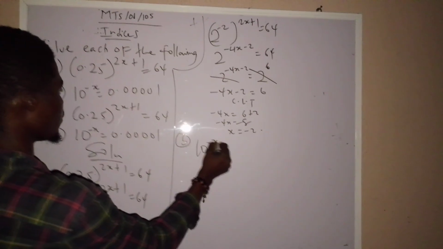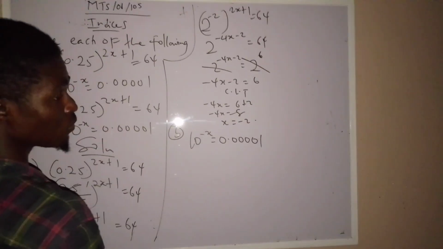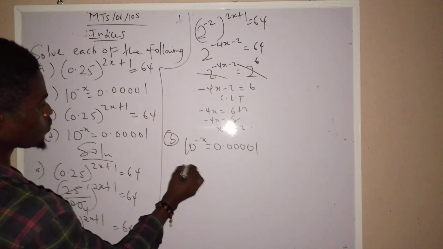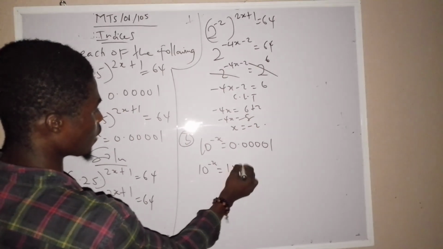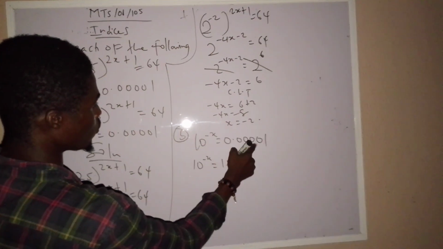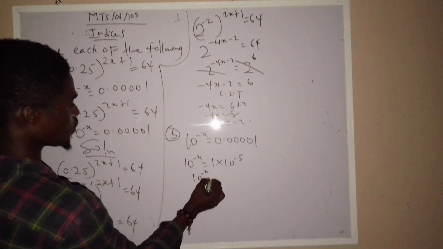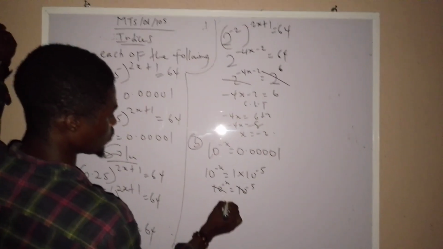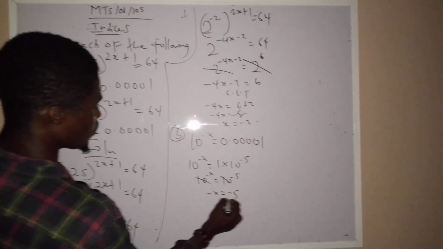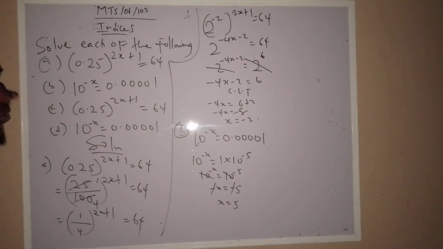For the next one, 0.00001, we have 10 raised to the power minus x. This is the same thing as 1 times 10 raised to the power minus 5, counting 1, 2, 3, 4, 5 places. So 10 to the power minus x equals 10 raised to the power minus 5, and minus x equals minus 5. Understand? It's very simple.